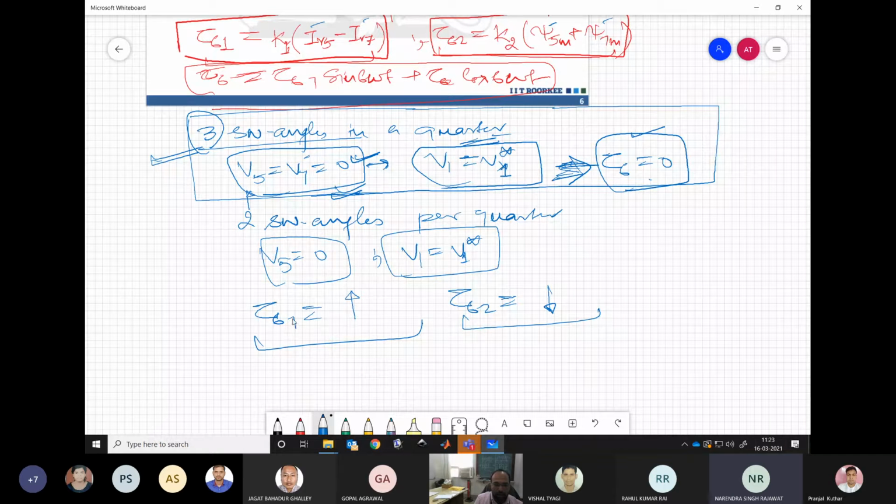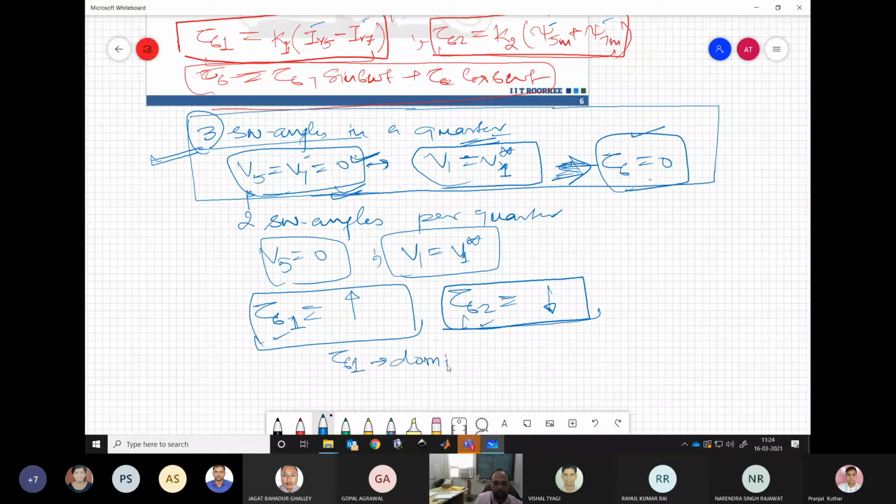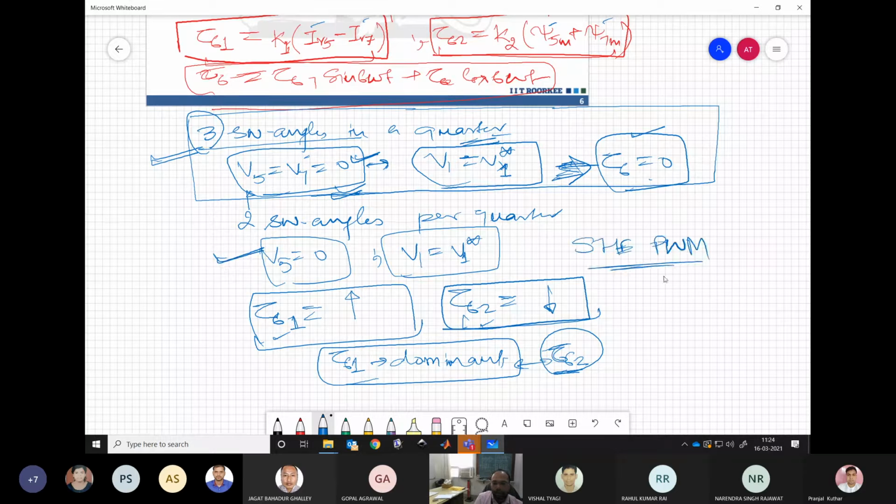Correct. So the magnitude of tau 61 will actually increase and tau 62 will actually reduce. Now among these two, tau 61 is a little bit dominant compared to tau 62. So what happens ultimately if we are trying to eliminate, that means having SHE PWM and trying to reduce our tau 6 by eliminating V5, equal to 0, we are actually increasing our tau 6.